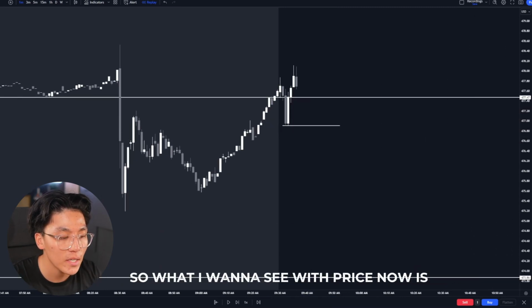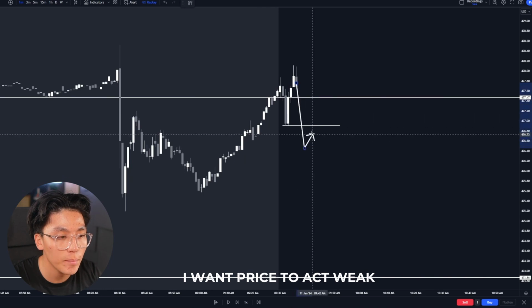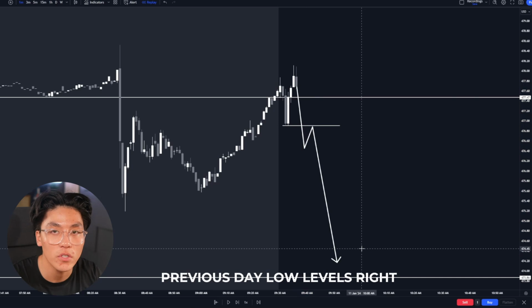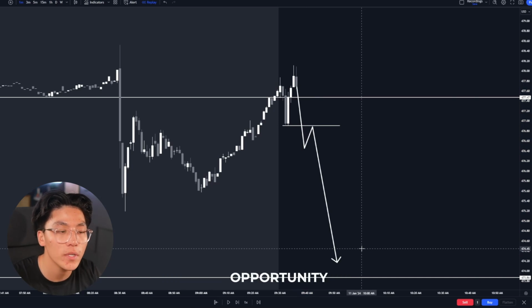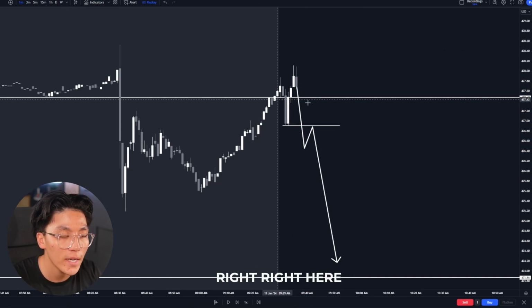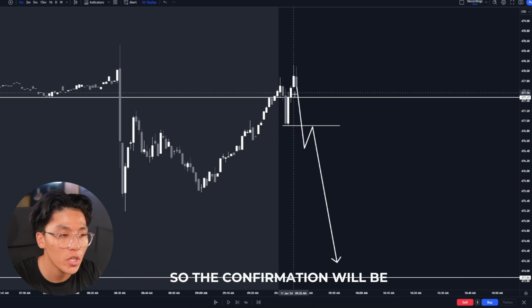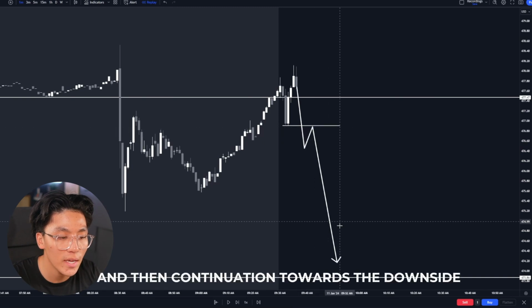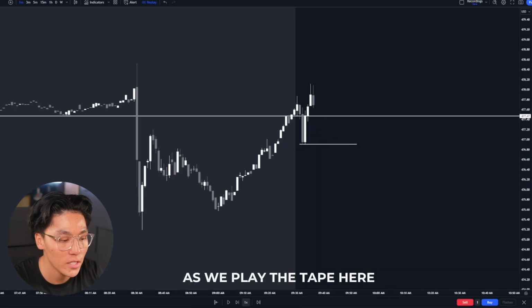What I want to see with price now is I want price to act weak, potentially come back and retest levels towards previous day low, right? That would be the best opportunity to short. Right here, we want to wait for confirmation. The confirmation will be a break below low of day, a potential retest of low of day, and then continuation towards the downside.